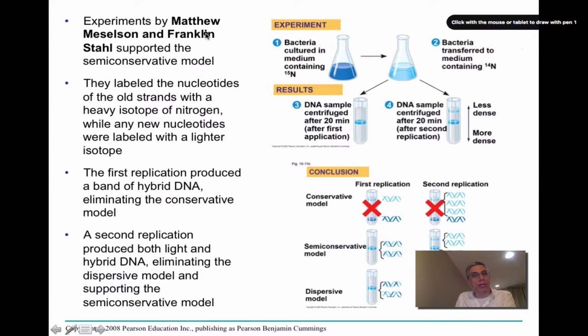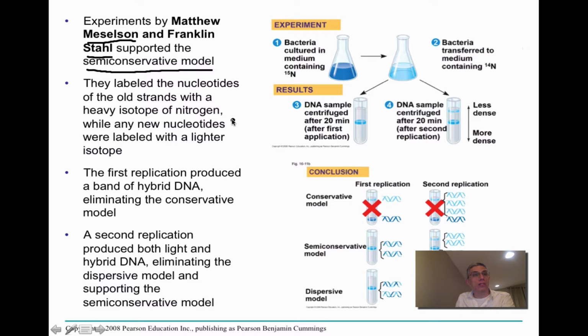Now, based on what we had just talked about in the previous screen, there was evidence to support that semi-conservative model. In other words, there were some scientists that actually carried out experiments to make sure that this was the way it was actually happening. Up here, we have two scientists by the name of Meselson and Stahl. And they basically did experiments that supported this semi-conservative model, the idea that we have one old strand and one new strand.